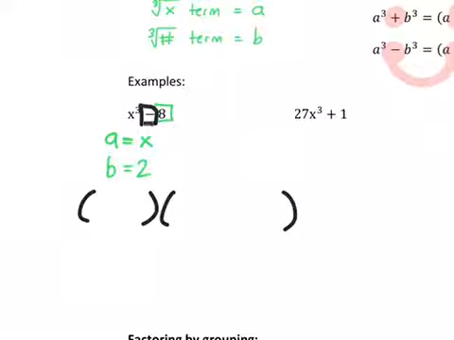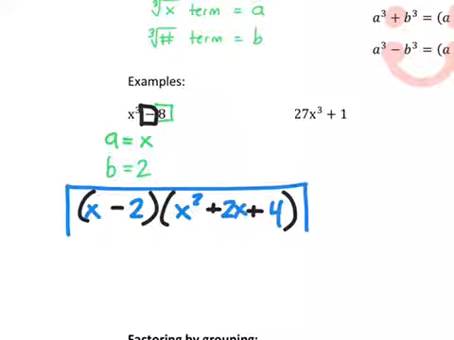Let's start off with our signs. I see I've got a negative sign. So I'm going to go same, opposite, always positive. And then I will place in my a, b values. And the formula goes a, b, a squared, ab, so in this case 2x, and then b squared, and 2 squared is 4. So that is the factored form of that.